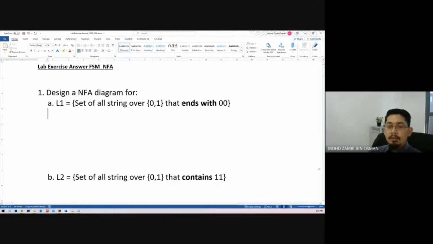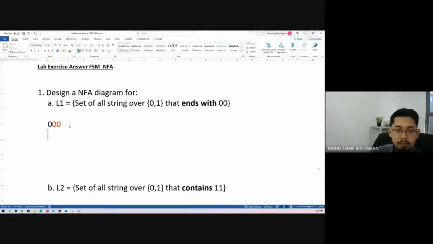We must have strings that end with 0, 0. For example, it can be like this: 0, 0, 0. Okay? So we have two strings here. This two string is accepted because we have two strings that end with 0, 0.